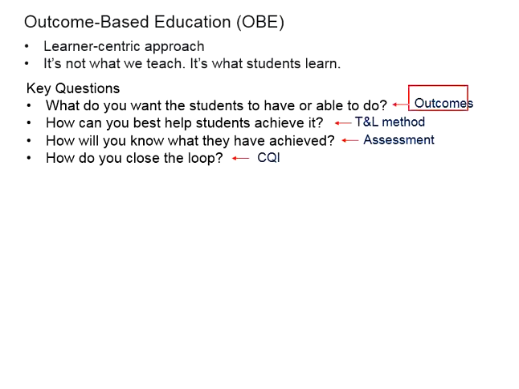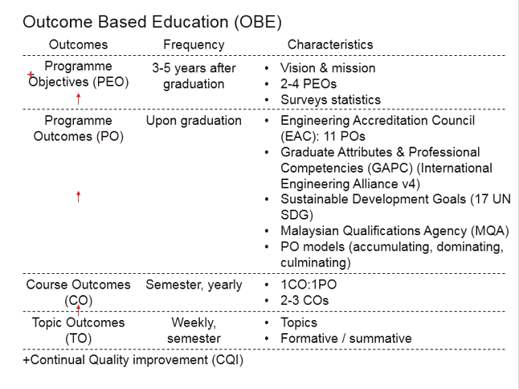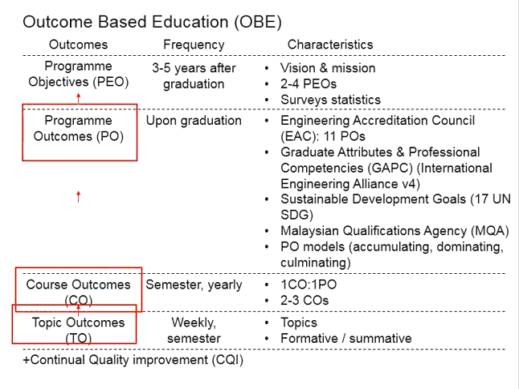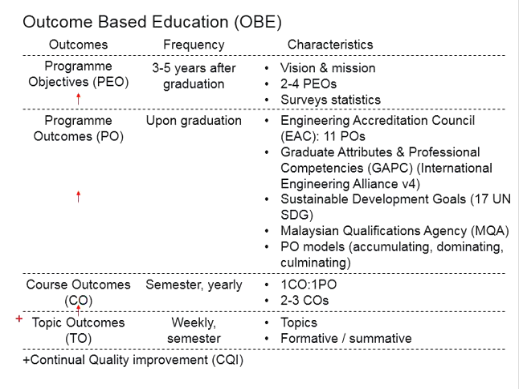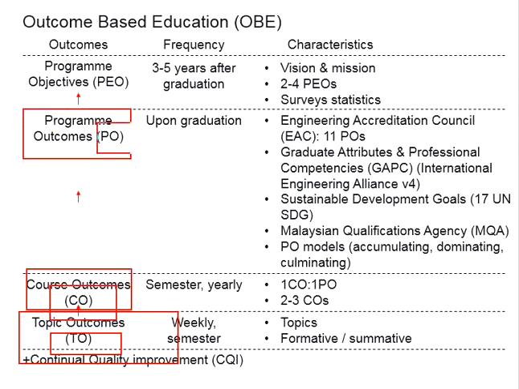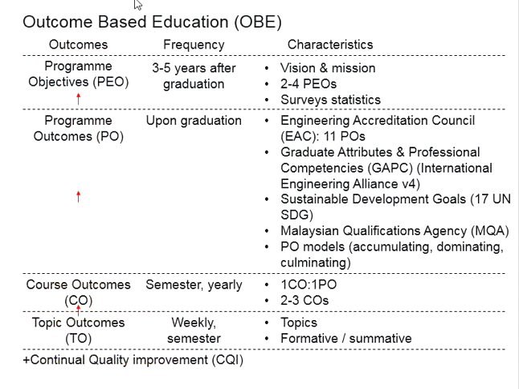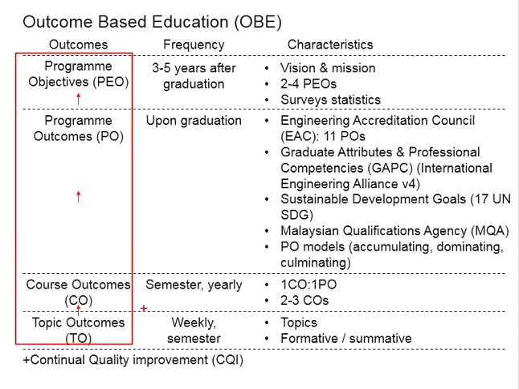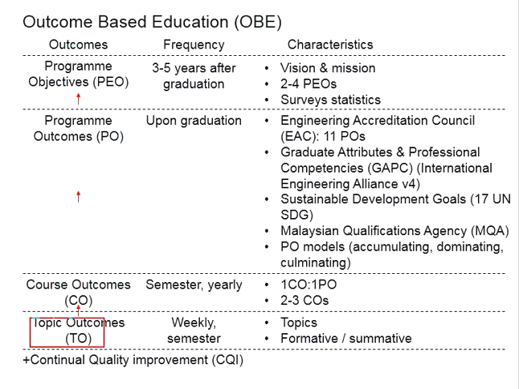Now first let us talk about the outcome. There are various types of outcome: the topic outcome, the course outcome, the program outcome, and the program objectives. We call the topic outcome TO, the course outcome CO, the program outcome PO, and the program objective PEO. These outcomes are at various levels. The TO is at the topic level.